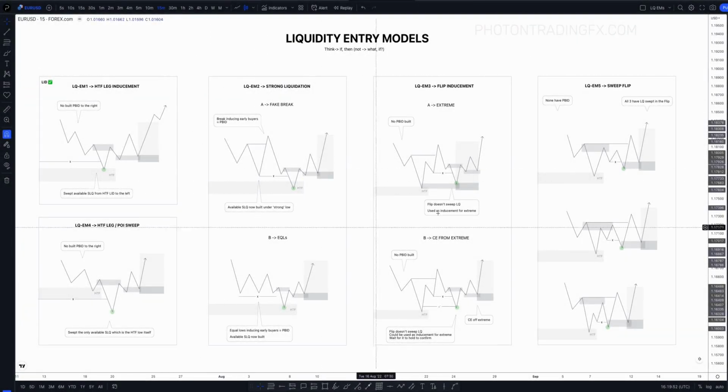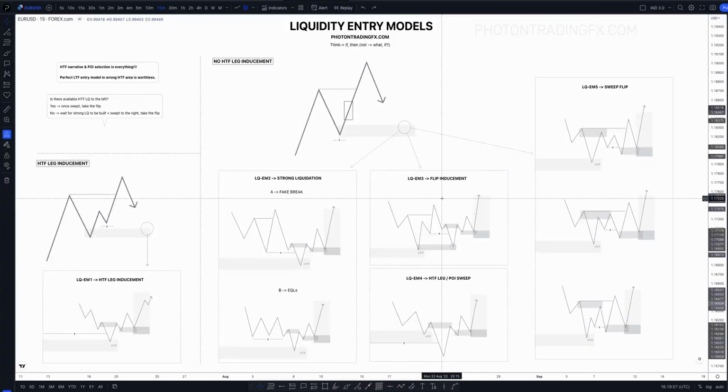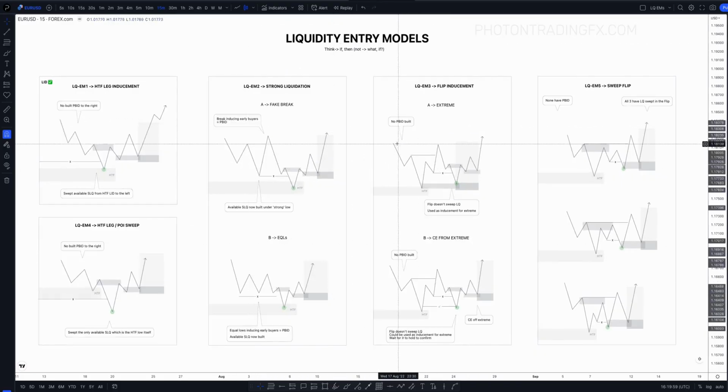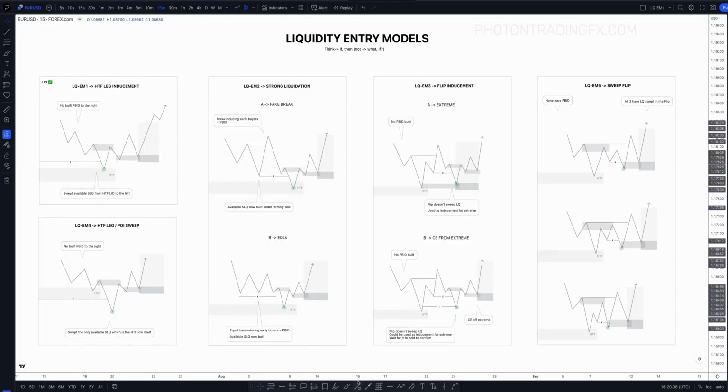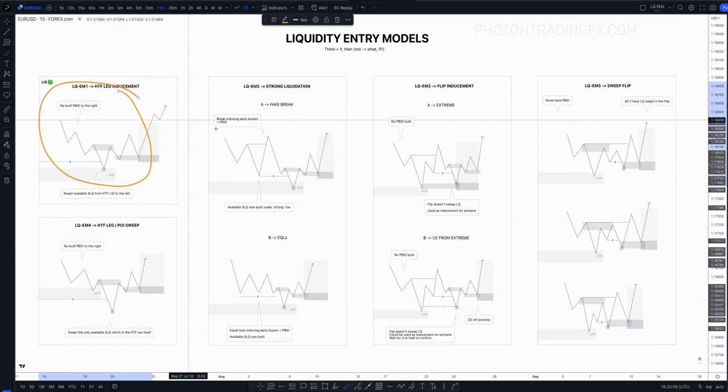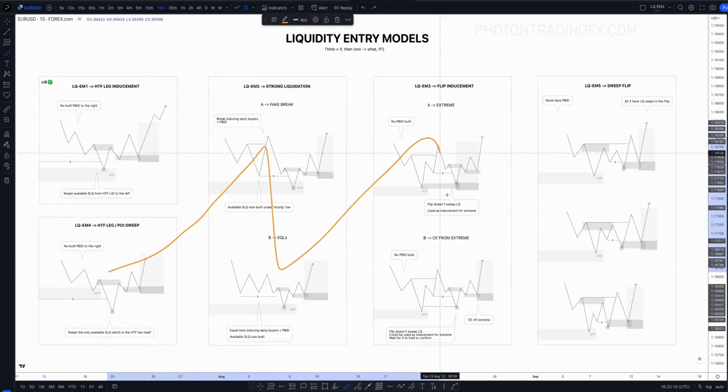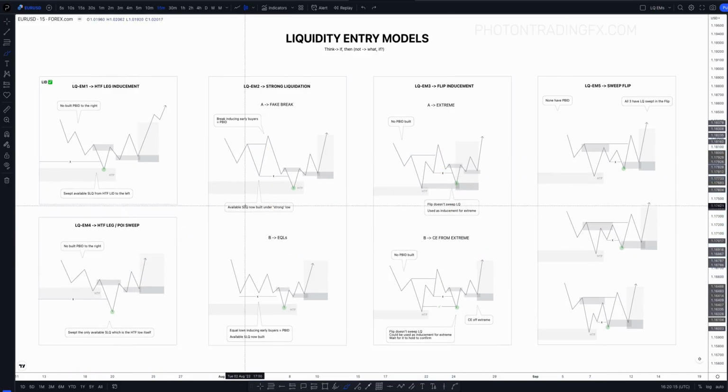Cool. Now, I'll just end it with this before we go and look at some real examples on the charts. I just made the exact same thing that we were looking at here, but I've put it into a more zoomed in scenario without the high time frames. So this first entry model is the one where you have high time frame inducement. That's this here in the top left. And then all of the rest of them, all of this, and this, that is when there is no inducement to the left. And I've done some more detailed notes here for you.